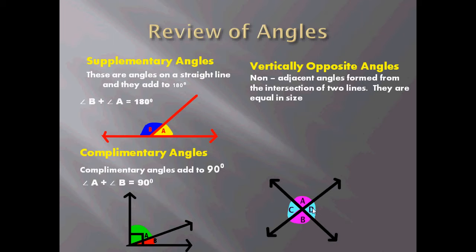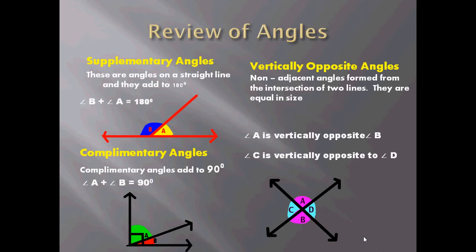And C and D. So we can say that angle A is vertically opposite to angle B, so therefore it's the same size as angle B. And angle C is vertically opposite angle D, and so that makes them the same size also, girls.